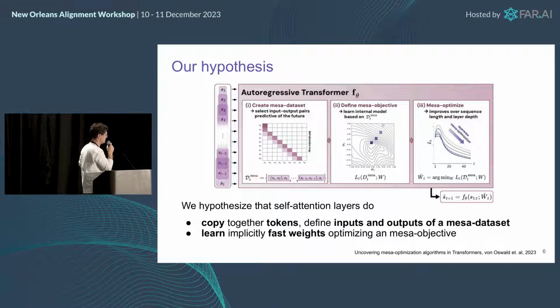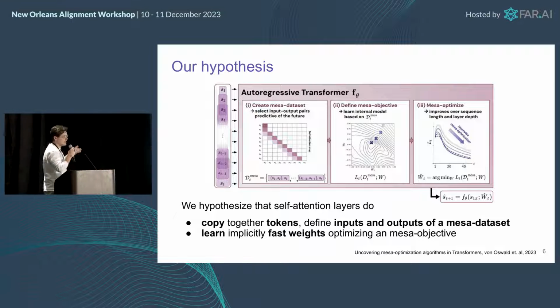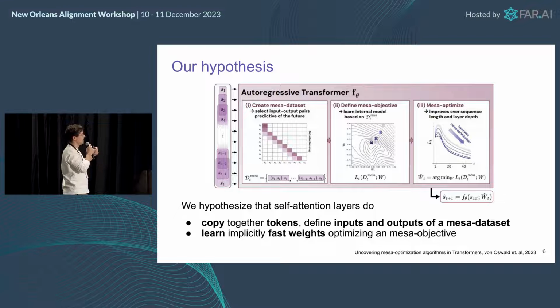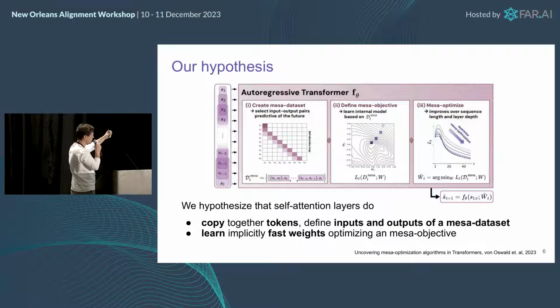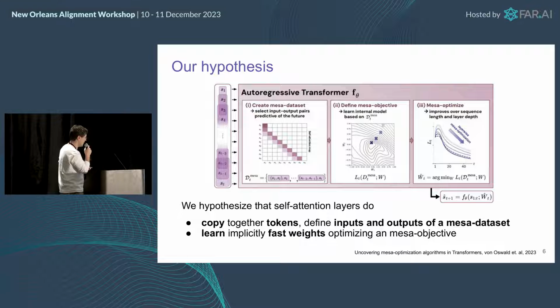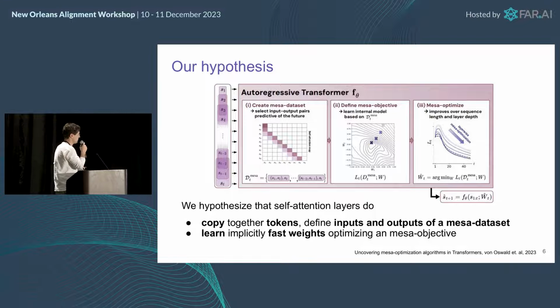And then the hypothesis is that the transformer inside the architecture is optimizing, let's say, fast weights, so implicitly parameters that it's learning based on the sequence and using for next token prediction. So first step, copy stuff together, and then learn implicit fast weights.